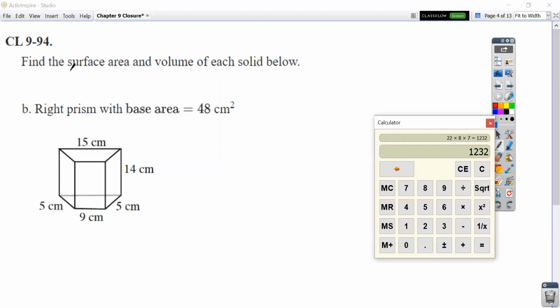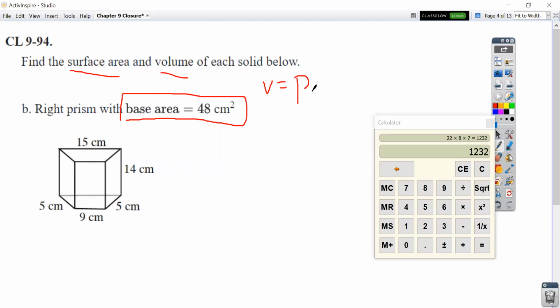Okay, all right, so let's move on to question B. Find the surface area and the volume for the solid below. For the volume, the base area is 48 centimeters squared. Again, the volume is the area of the base times the height. The area of the base is 48. What is the height? The height right there is 14. So take 48 times 14, we got 672 cubic centimeters.